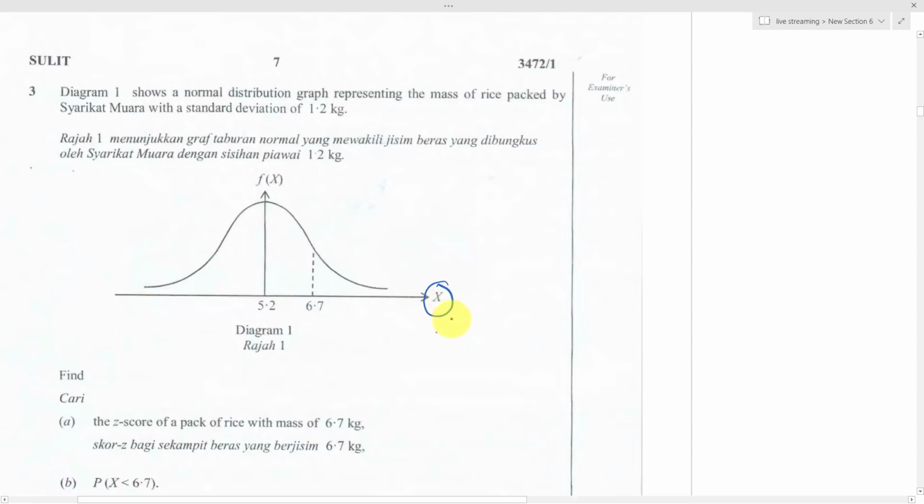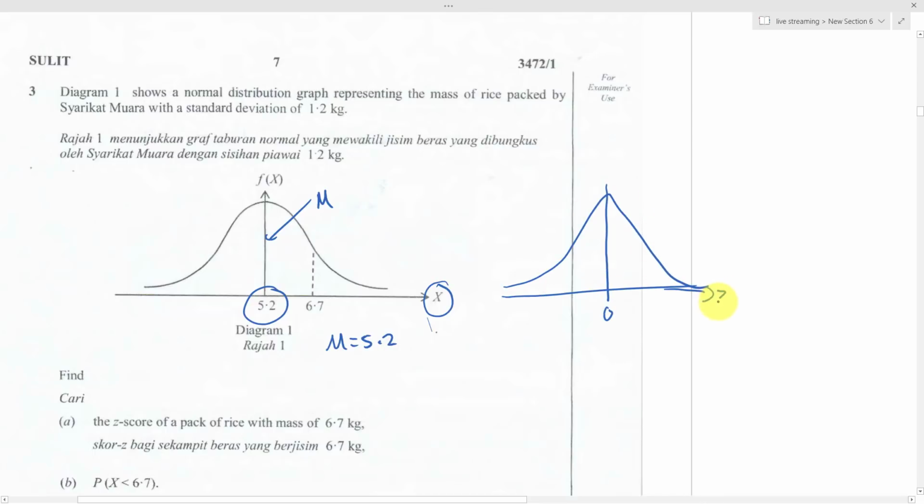So if this one is the x over here, I want to tell you something: the middle value will always be the mean. Because normally our x-axis over here will be the z standard score. So therefore, your mean over here is 5.2. Because in the standard score, this value is 0, and then this one will be z. Definitely your curve shouldn't touch it.